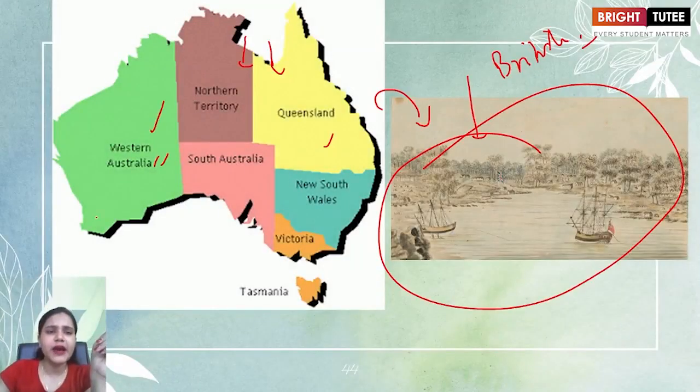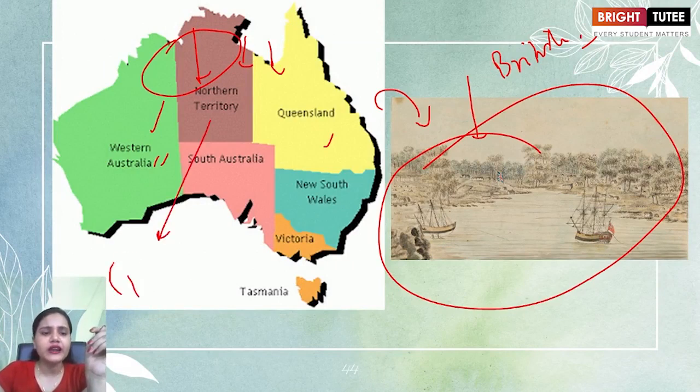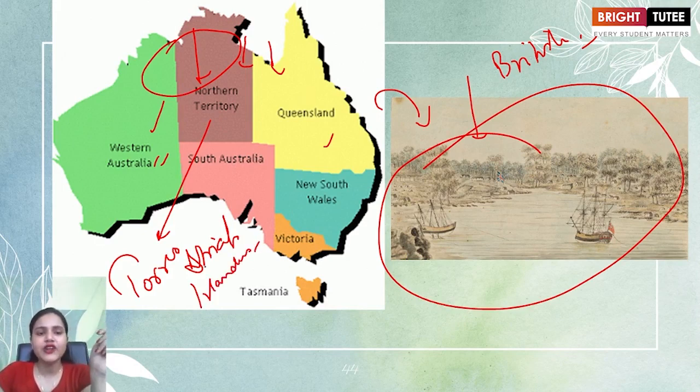So if I look at the map here, we see that in the northern region, in the northern territory, they had people who were known as the Torres Strait Islanders. So I would suggest that all of you please go to the map of Australia and try to find out what this Torres Strait is. Now you know that a strait connects two land masses.